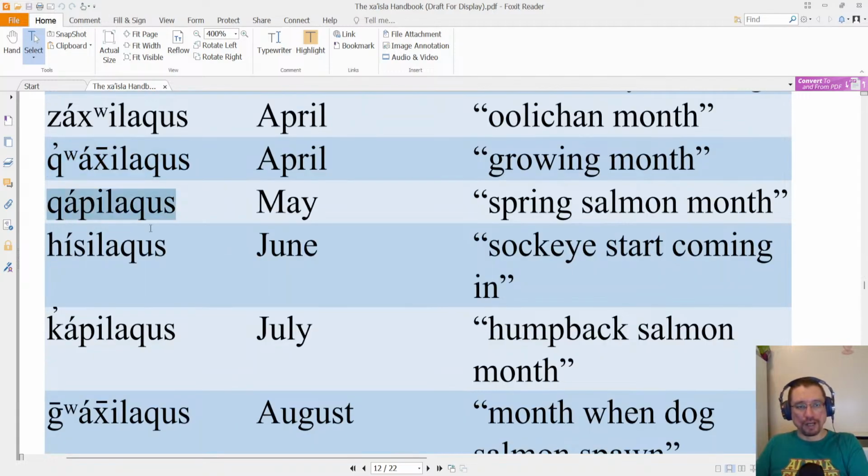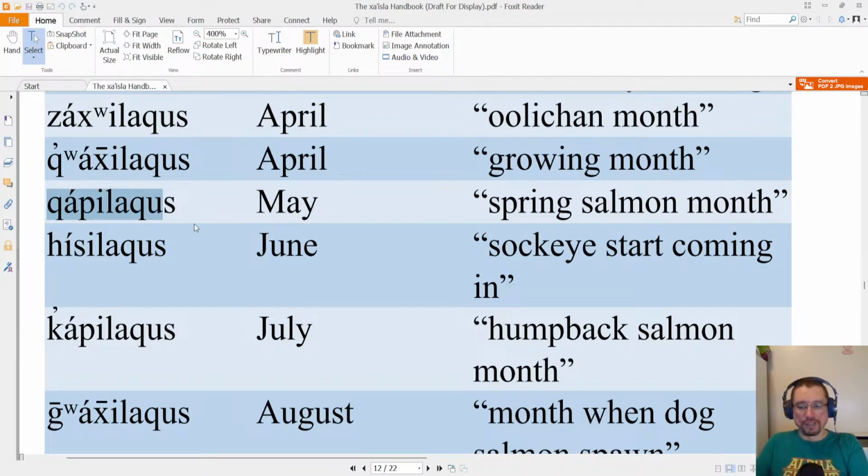Next is xa'isla, and this is May, and this is when spring salmon start to spawn. So this is spring salmon month. Kabus is spring salmon.